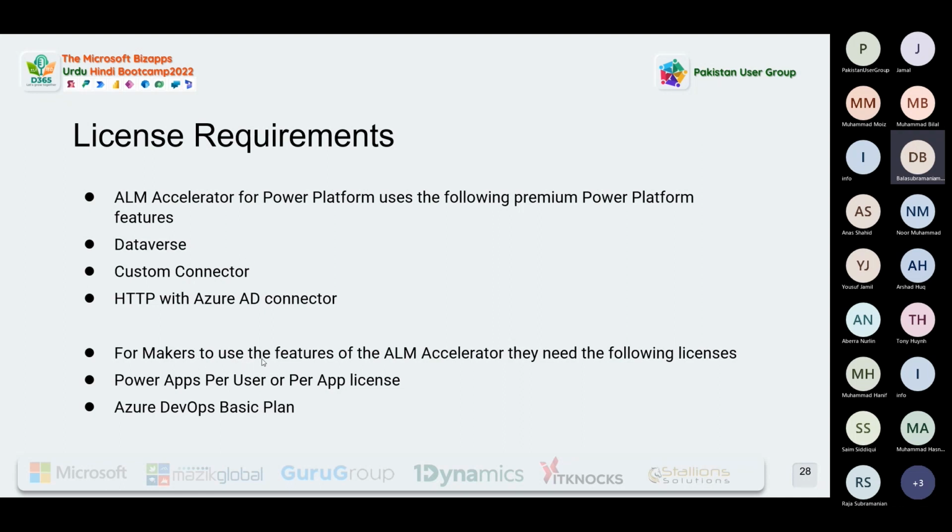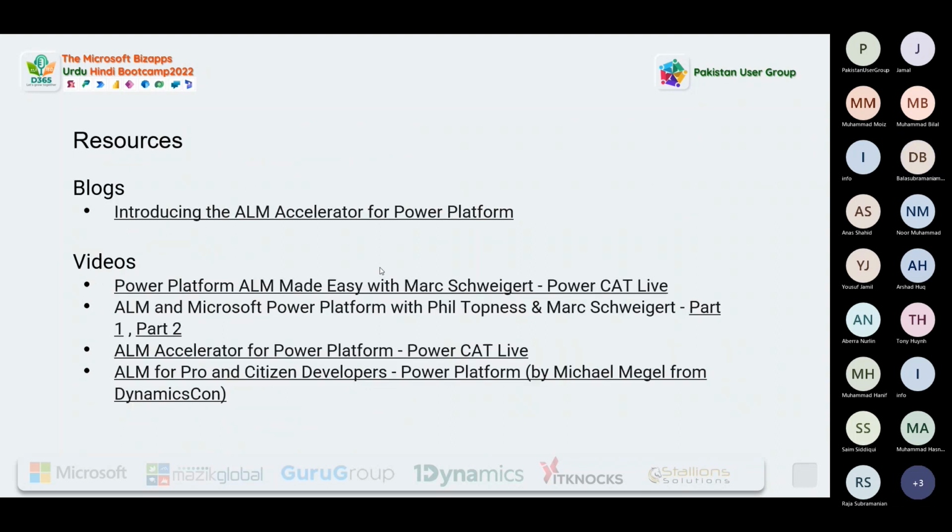And for makers to use this ALM accelerator, they need the following licenses. One is Power Apps per user or per app license, and they need the Azure DevOps basic plan. Since it is going to be a YAML pipeline, everything is going to happen in Azure DevOps. At least they need the Azure DevOps basic plan, and the Power Apps license is also required to implement the ALM accelerator.